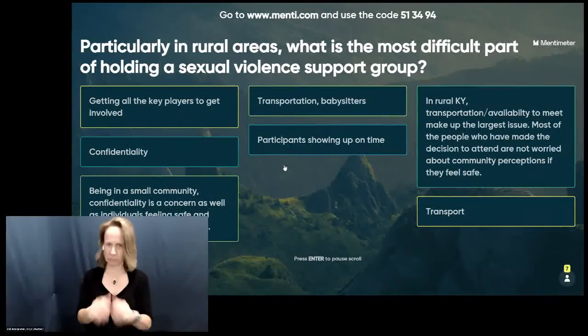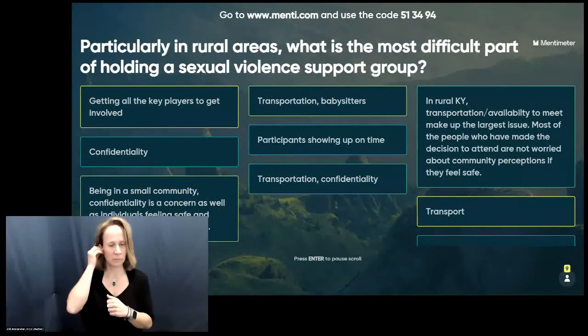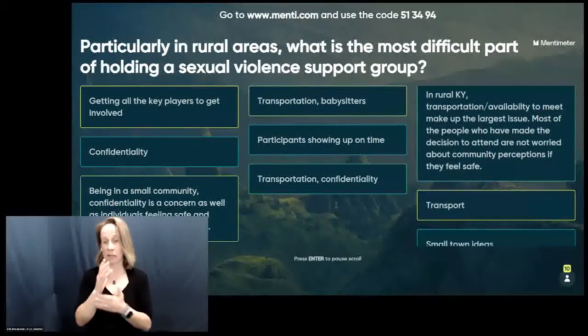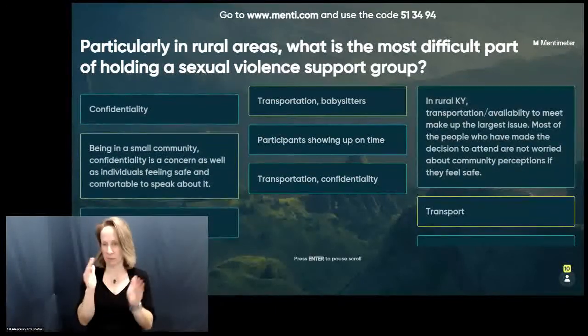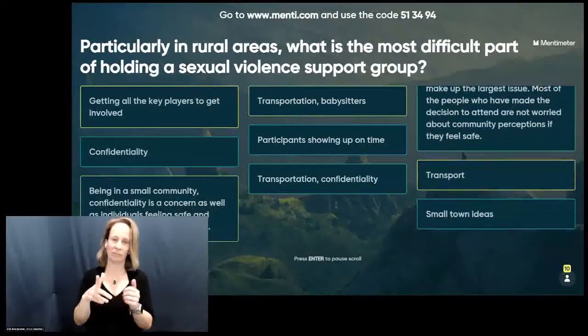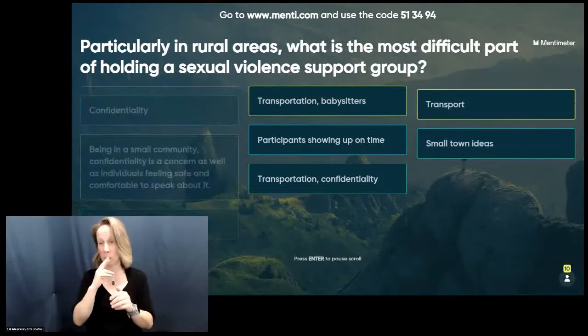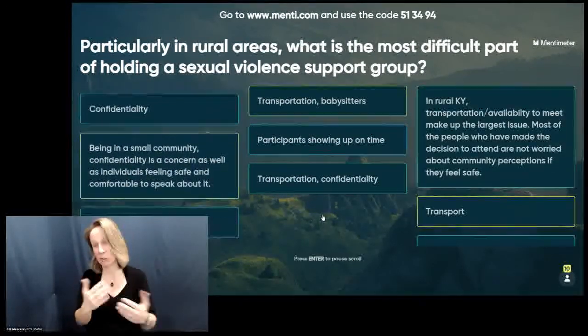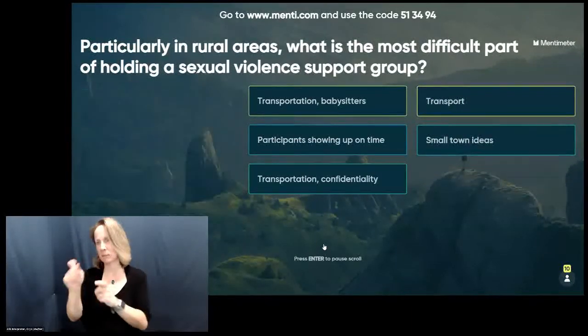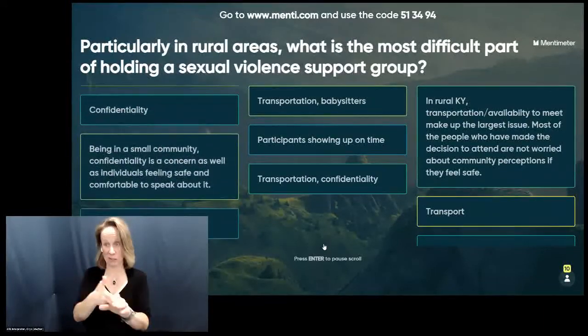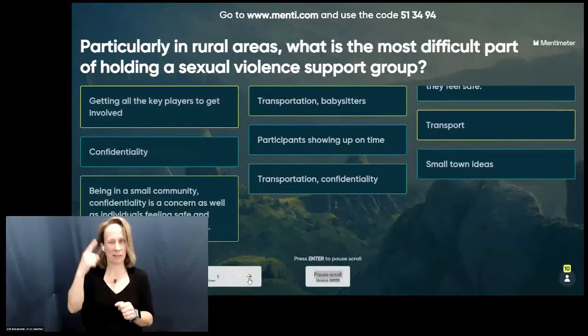Any other thoughts? Particularly in rural areas, what is the most difficult part of holding a sexual violence support group? Seeing some folks are using the chat box, so I'm going to read some of those answers too. Small town gossip, distance, absolutely. Representation, access. Thank you all for getting all of these things. Small town ideas, everyone knows one another. Absolutely, thank you all for participating. And we're going to touch on at least everything I think that was mentioned. But yeah, this is what we hear, these specific mindsets. If people want to participate, transportation and childcare are barriers. So these are just things that we need to think about.